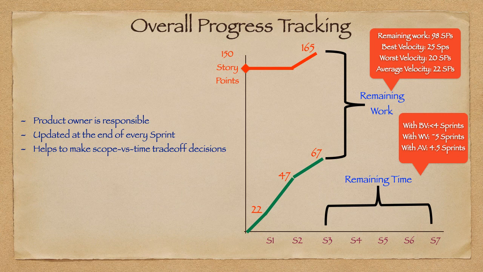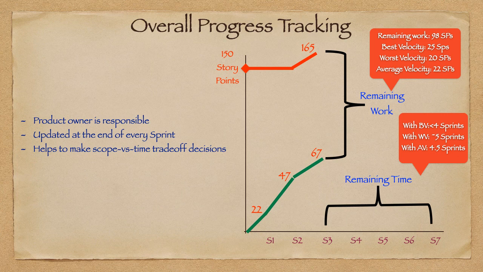And with the worst velocity, which is 20, in that case we need 5 sprints, a little close to 5 sprints. That means whereas we have only 4 sprints remaining, we need 5 sprints. That means we need more time than planned. Same as average velocity also. So average velocity is 22 story points. So 98 divided by 22 is 4.5 sprints, whereas we have only 4 sprints.